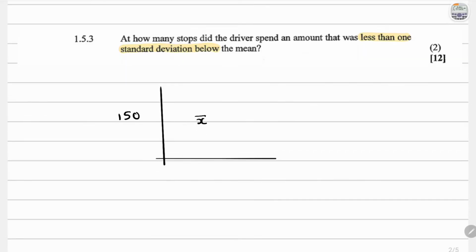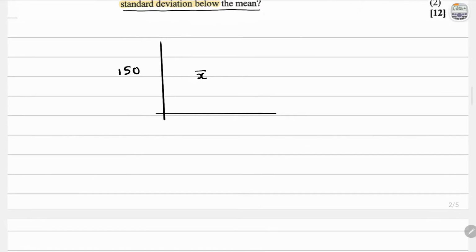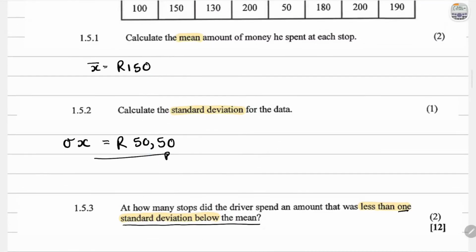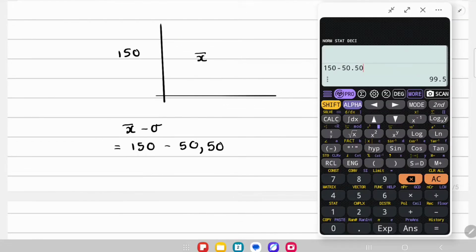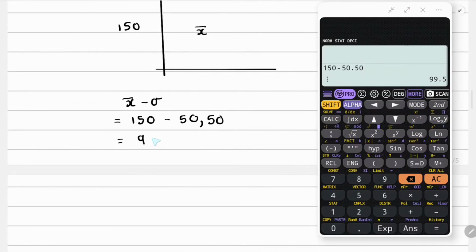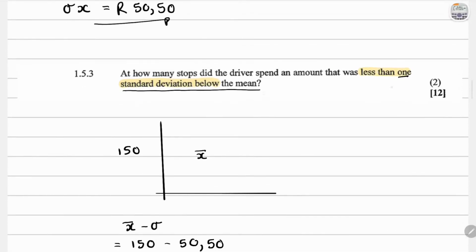So we would first have to look for the amount that would be exactly 1 standard deviation below the mean. How we find that is, whatever your mean is, go a standard deviation below this. So minus a single standard deviation. That will be 150 minus 50.50, so we can see that that is about 99.50. We found out what 1 standard deviation below the mean looks like. It's that amount.